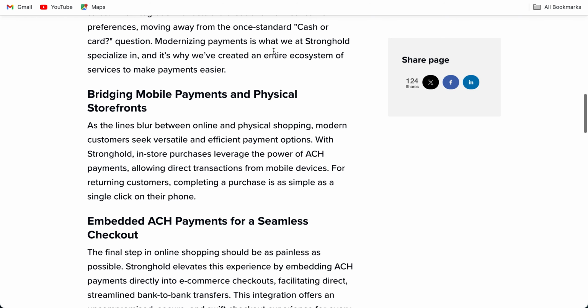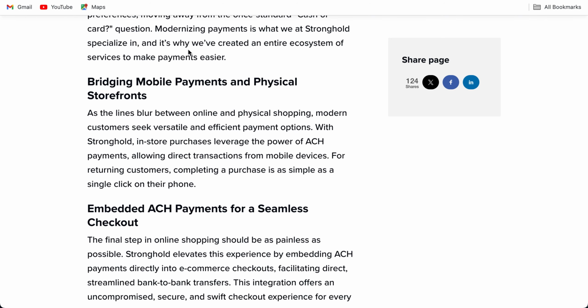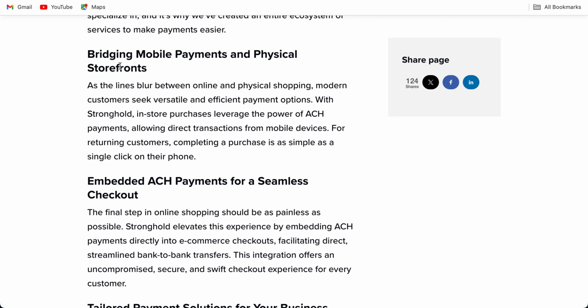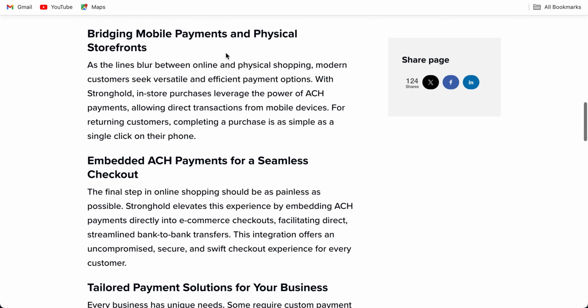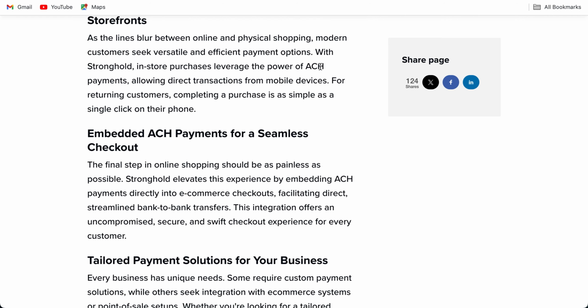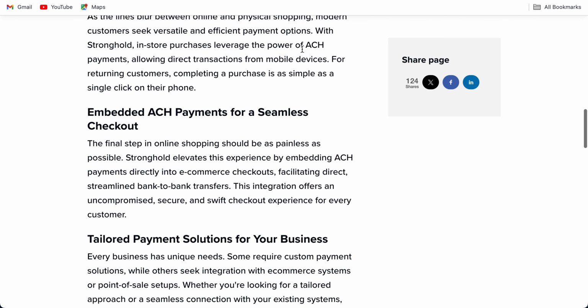Modernizing payments is what we at Stronghold specialize in, and that is why we've created an entire ecosystem of services to make payments easier, bridging mobile payments and physical storefronts as the lines blur between online and physical shopping. Modern customers seek versatile and efficient payment options. With Stronghold, in-store purchases leverage the power of ACH.